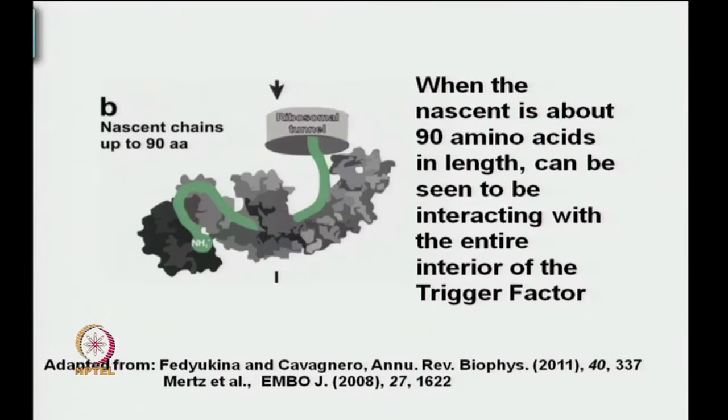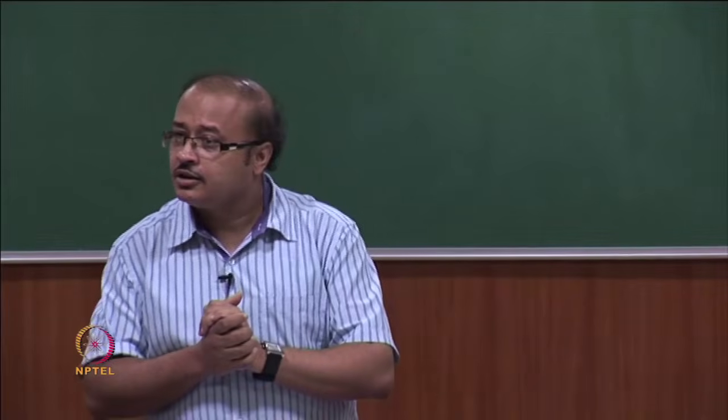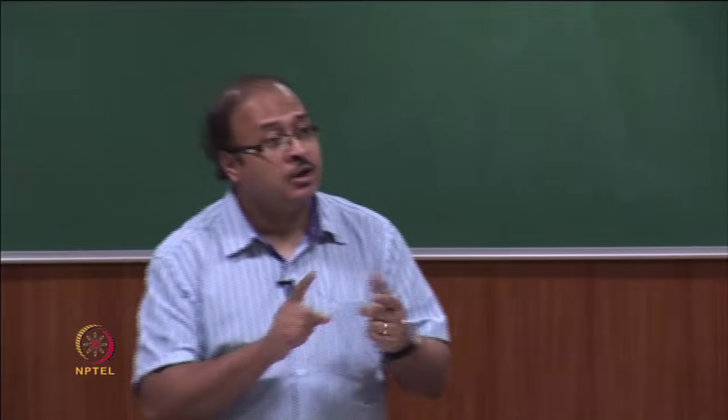When the nascent peptide is about 90 amino acids in length, you can see what has happened. This green one is the nascent peptide, the same as in the previous one. It now almost interacts with the whole of the trigger factor. So, once you have the 90 amino acid peptide, these 90 amino acids can be seen interacting with the entire interior of the trigger factor. Think about this. The full trigger factor is now involved in interacting with the growing amino acid chain.